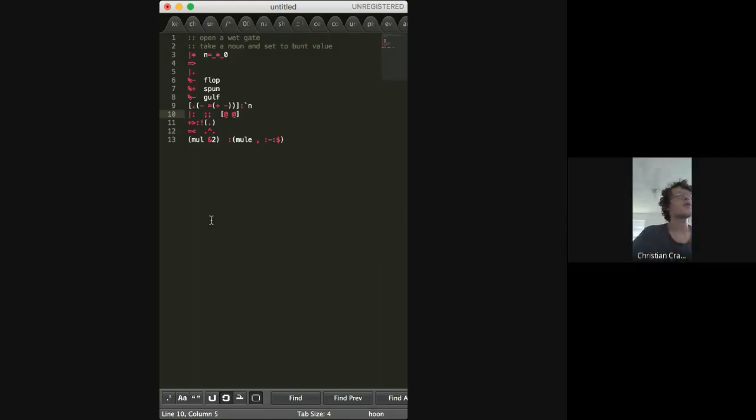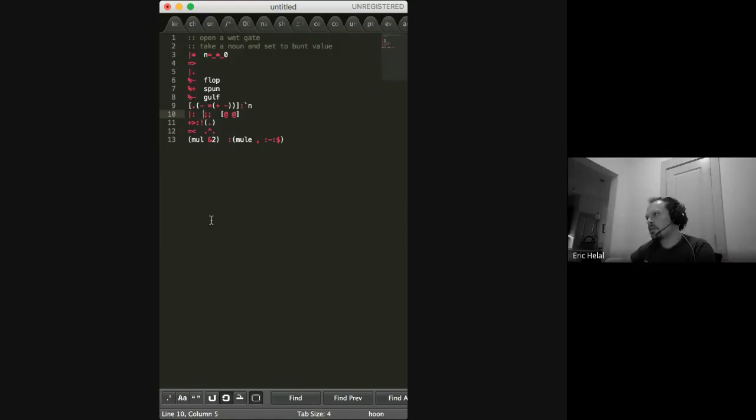I mean, let me remind myself what golf is. I know spun is one of the stateful list operations. Golf is range inclusive, so from dot to whatever happens on the right-hand side there.